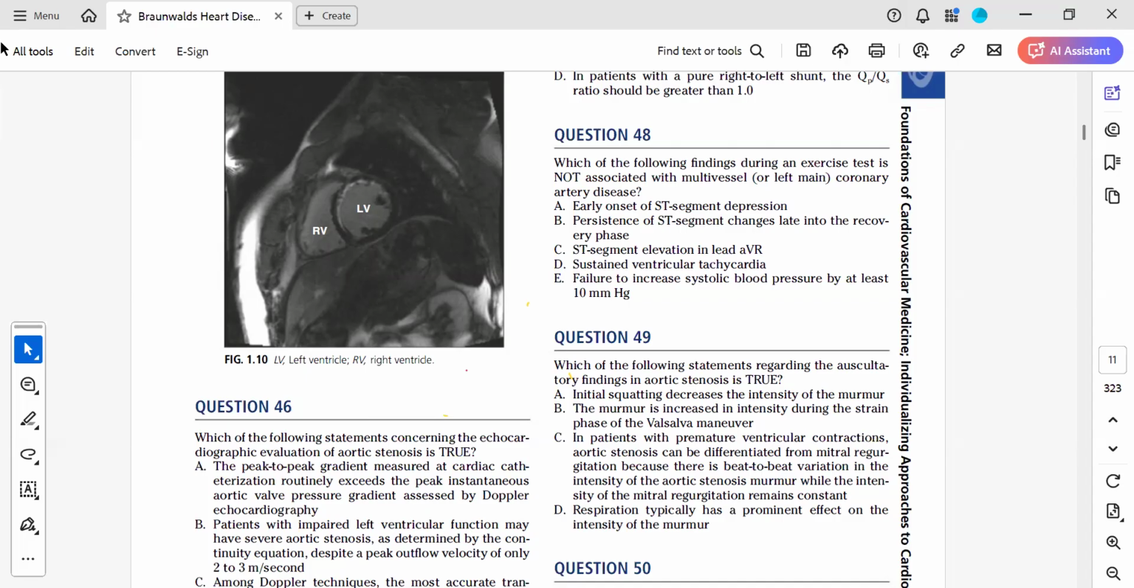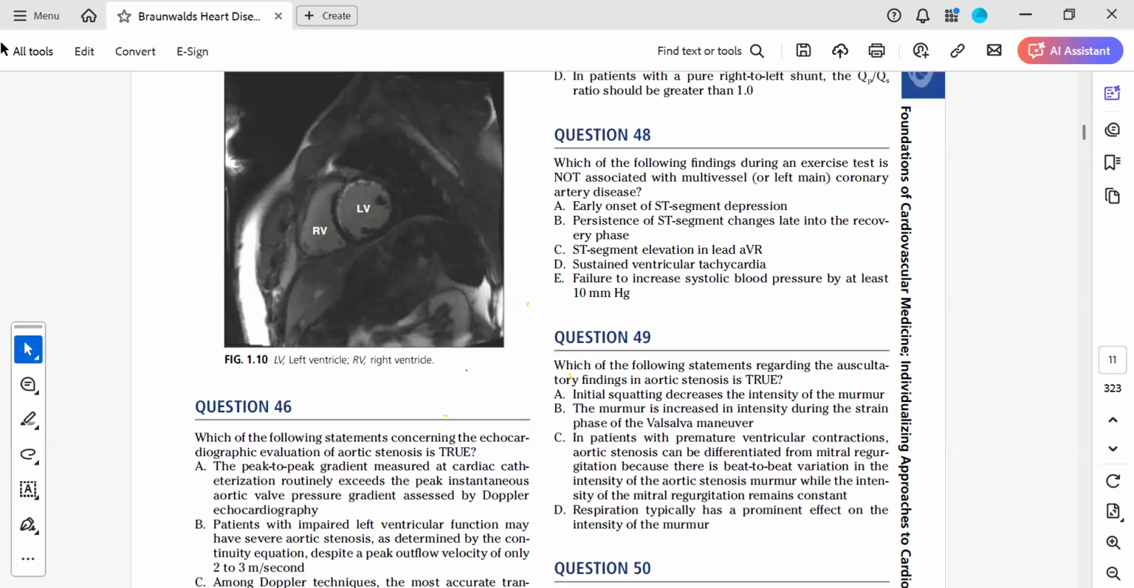So option B, the murmur is increased in intensity during the strain phase of Valsalva maneuver. In the strain phase, venous return reduces because there'll be pooling of blood in the splanchnic circulation. So Valsalva maneuver will reduce the blood that would eventually get to the left ventricle. Especially during the strain phase, it would actually decrease the intensity of aortic stenosis murmur. So option B will be false.